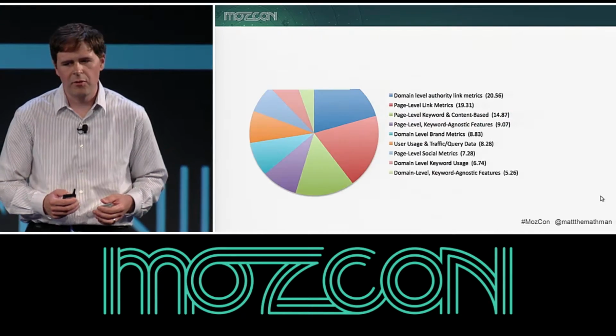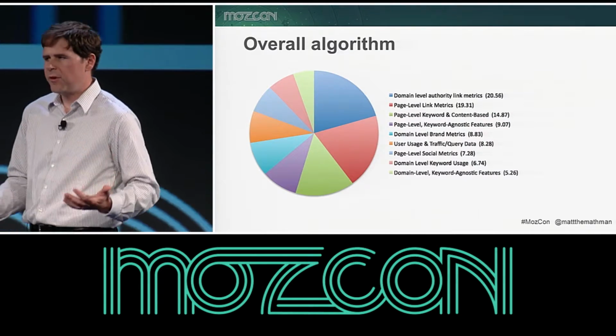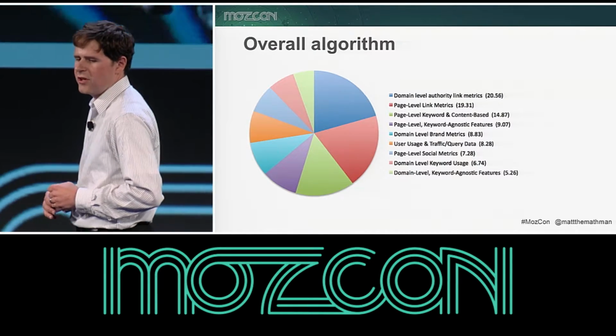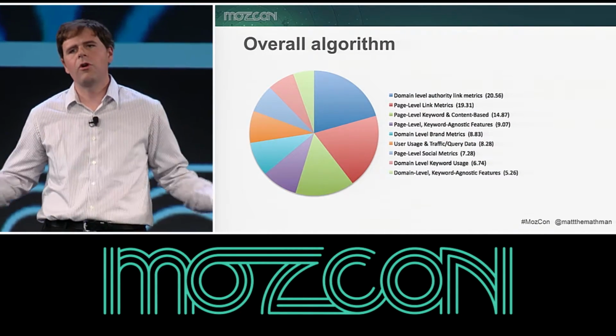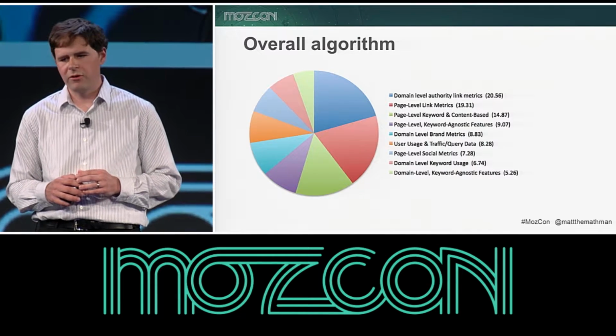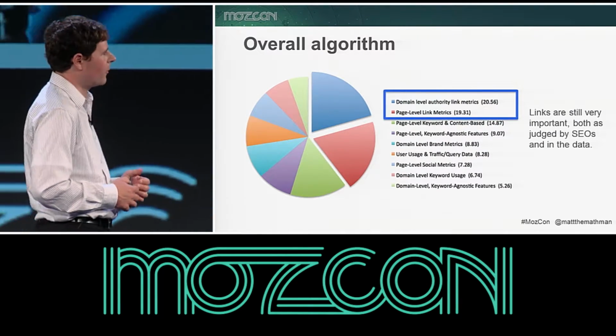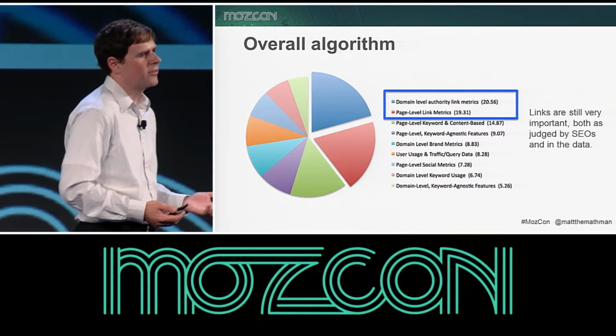Okay, so what are some key takeaways here? Most of them can be summarized by looking at this pie chart. This is from the survey here in 2013. This is the overall makeup of Google's algorithm according to the survey. And these two biggest pieces right here, about 40% of the data, are links.